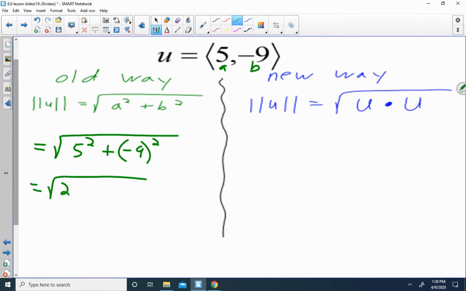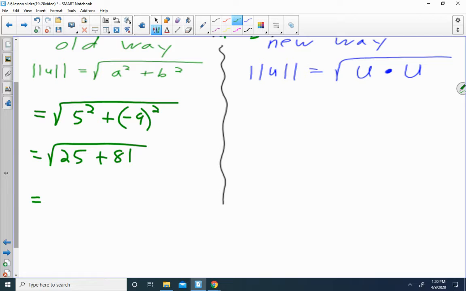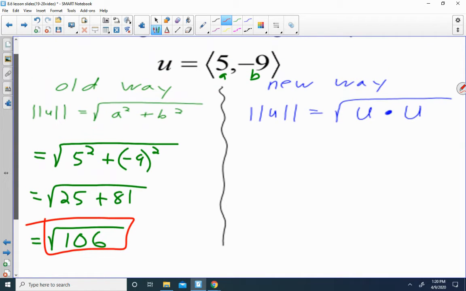You get the square root of 25 plus 81, and 25 plus 81 should get you the square root of 106. That should be right, 25 plus 81 is 106. Good. You can also try to simplify this, but I'm going to tell you right now, we cannot break this down at all. You keep it just as it is. So that's the old way of finding the magnitude. You guys remember that from last week's video.